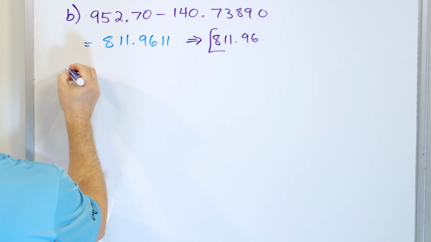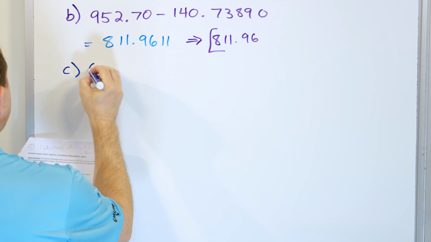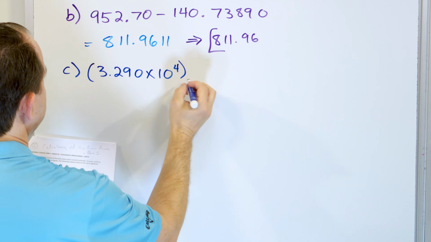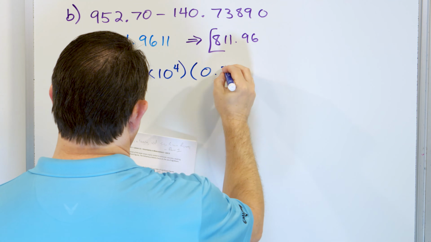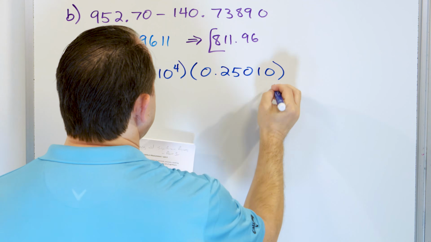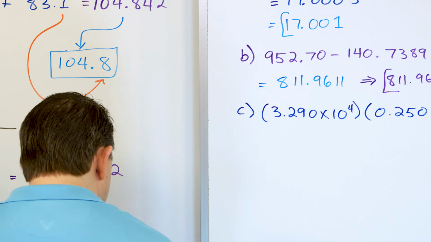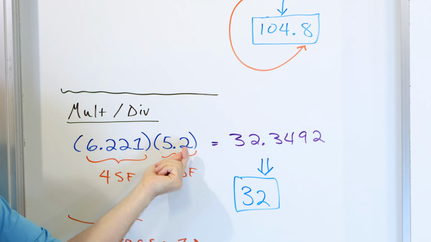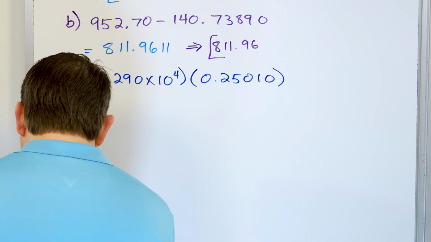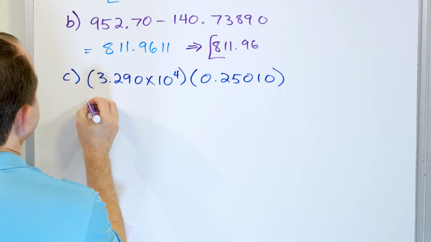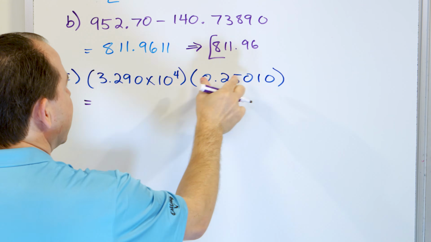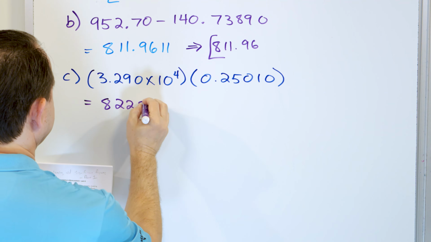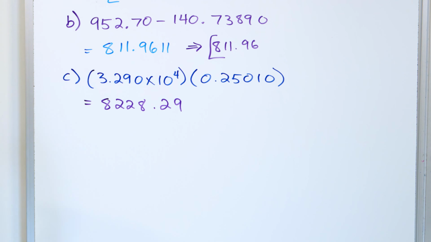All right, let's take a look at part C here. What about the problem 3.290 times 10 to the 4th power? Now multiply that by 0.25010. Now, this is a multiplication problem. So I don't do what I was doing a minute ago. I don't just look at the decimals. I have to go down and actually count the significant figures of the numbers in my problem statement. Before we do that, let's just multiply this. If we take this number times 10 to the 4th and multiply times this number, what we actually get is 8228.29.